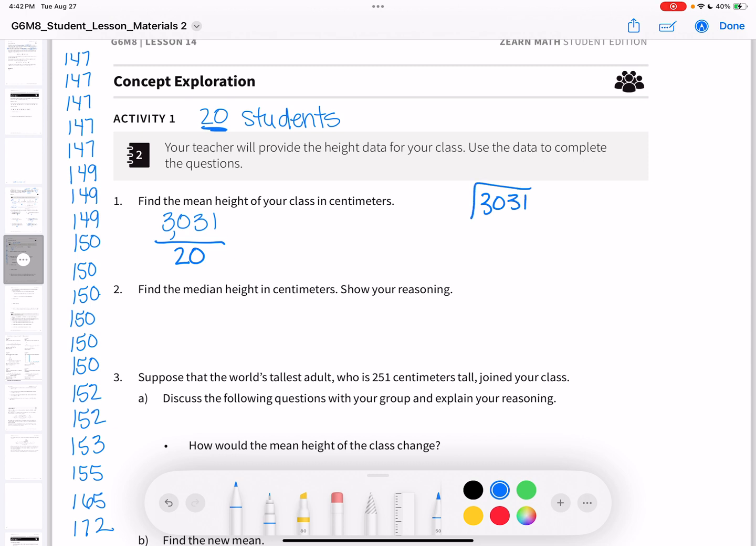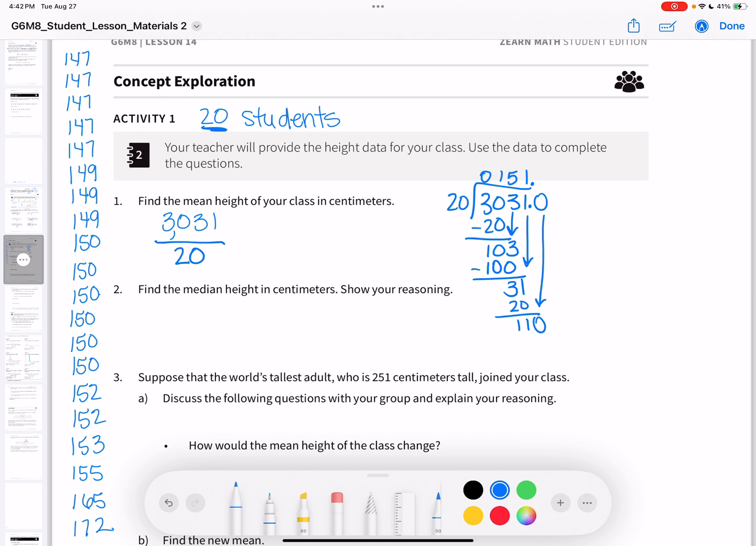3,031 divided by 20. 20 goes into 3 0 times. 20 goes into 30 once. So that's 10. We bring down the 3. 20 goes into 103 5 times. 5 times 2 is 10. So that's 100. 3, bring down the 1. 20 goes into 31 one time. So that gets me 11. We're going to add a decimal, bring down the 0.